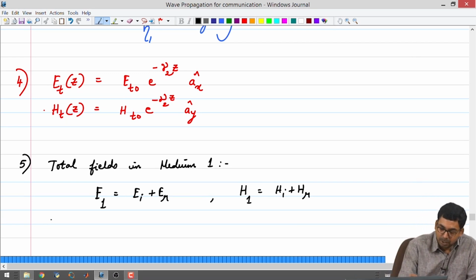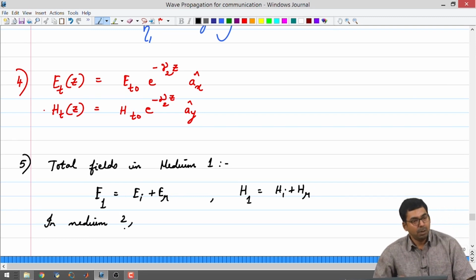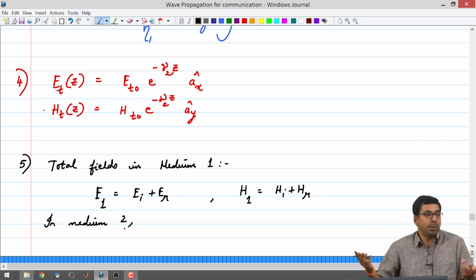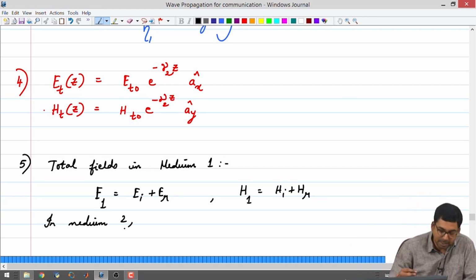In medium number 2, for example, if I want to write down total fields, there is only one thing that is going, which is the transmitted field. So, E2 is simply going to be equal to Et, and H2 is simply going to be equal to Ht.